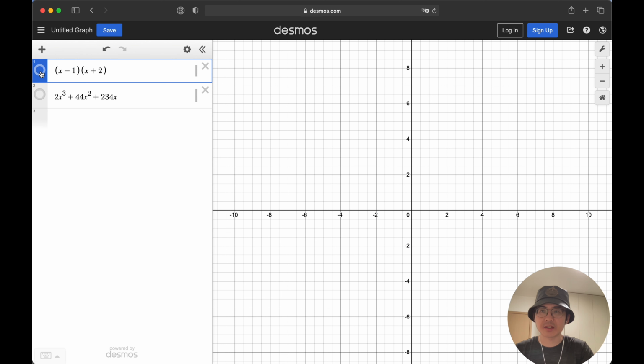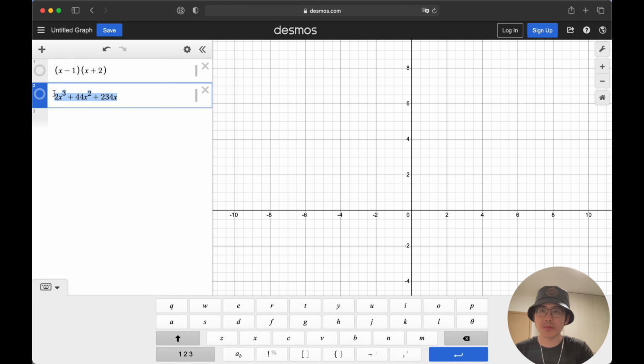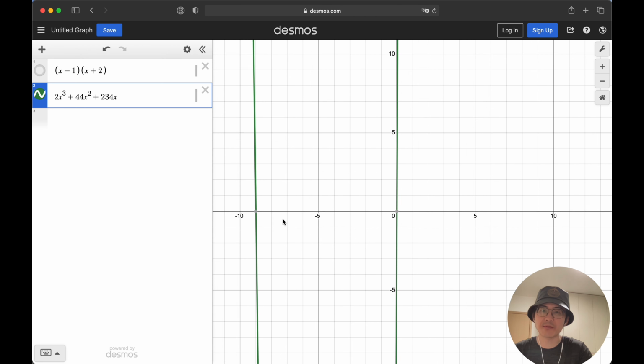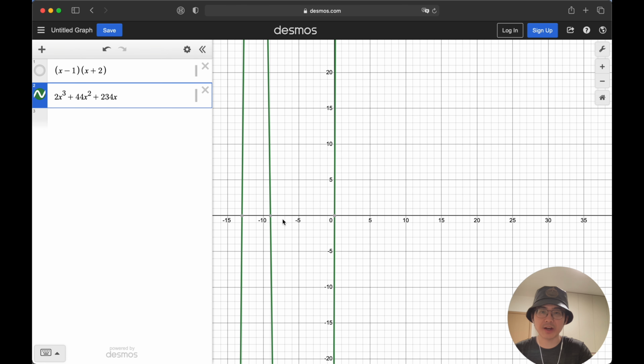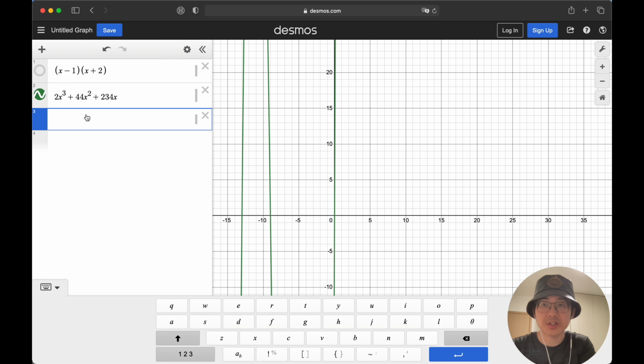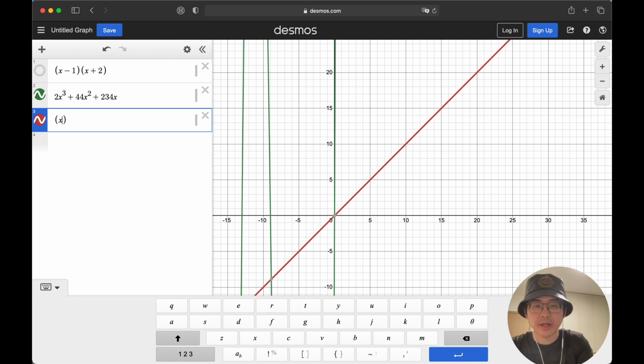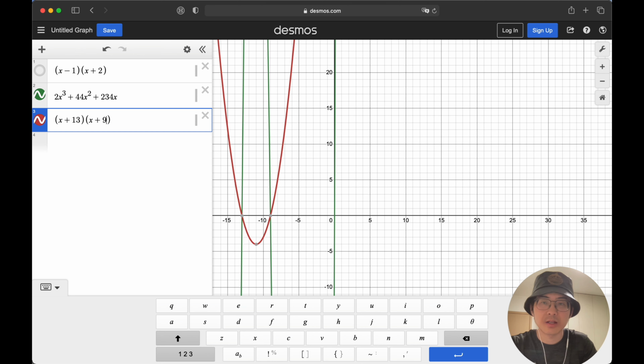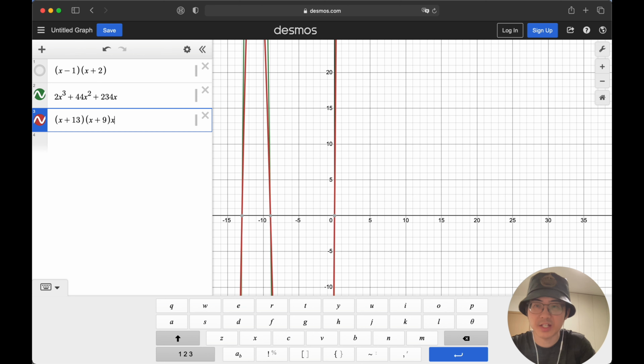Once we know this, let's input the polynomial in the question into Desmos, and Desmos will graph the polynomial for us. And we can find that there are three x-intercepts: negative 13, negative 9, and 0. So the corresponding factors will be x plus 13, x plus 9, and x minus 0, which is just x.